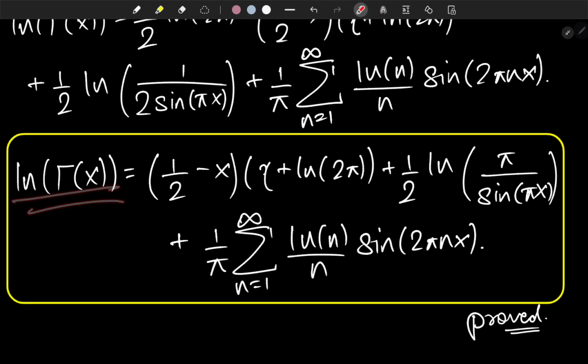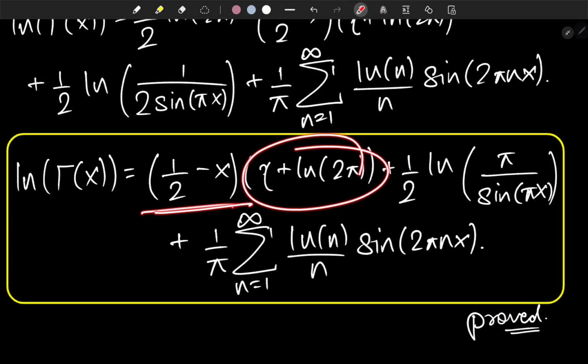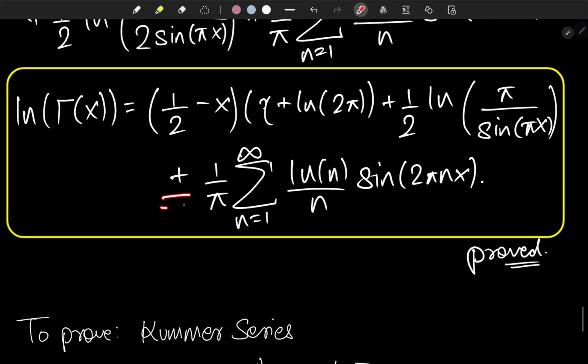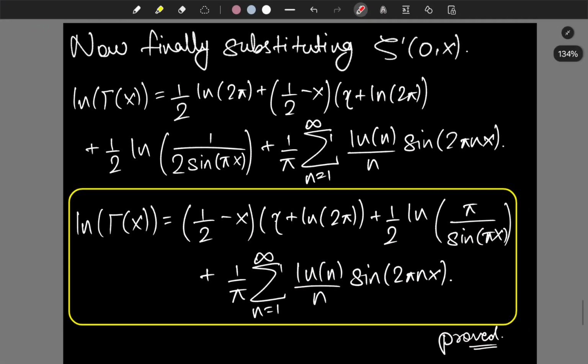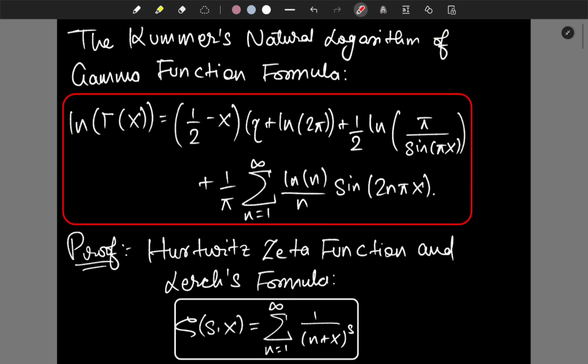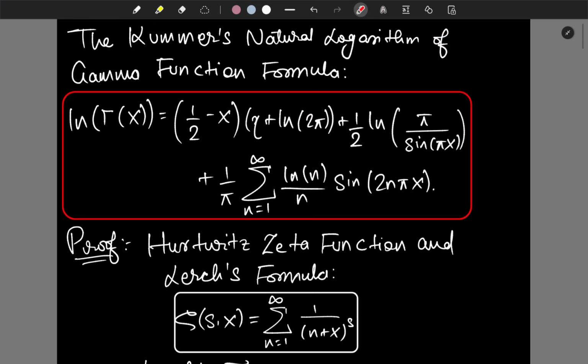So it's coming out to be the natural logarithm of the gamma function is 1 over 2 minus x times the Euler-Mascheroni constant plus natural logarithm of 2 pi, plus 1 over 2 natural logarithm of pi over sine pi x, plus 1 over pi times the sum as n goes from 1 to infinity of natural logarithm of n over n times sine of 2 pi nx. So yeah, this is the proof of the Kummer series, and that was amazing, guys.